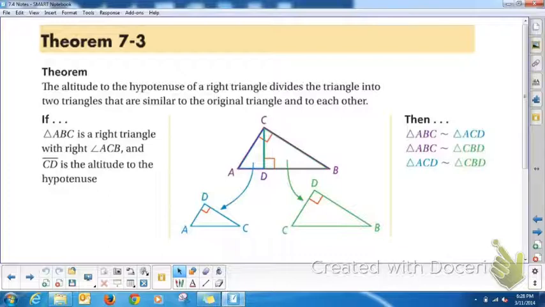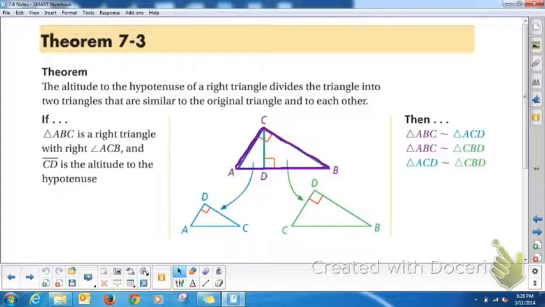Theorem 7.3: the altitude to the hypotenuse of a right triangle divides the triangle into two triangles that are similar to the original triangle and to each other. So you would want to draw this picture. The first thing that you would want to draw here is triangle ABC. So that's this bigger one.